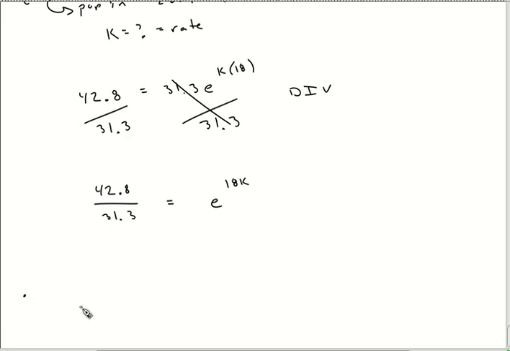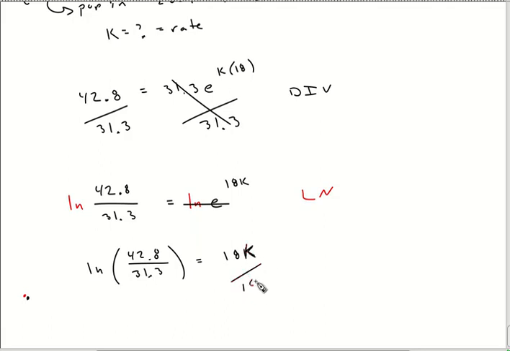Now I want to get rid of the e, so I ln both sides. And of course, e and ln will cancel. So I got ln of this big fraction. Again, I don't know what the decimal equivalent is. It's fine, just leave it alone. It's ln, locked in. It's not going to change at all. And then we need to solve for k still, so the next step is I'm going to divide by 18.